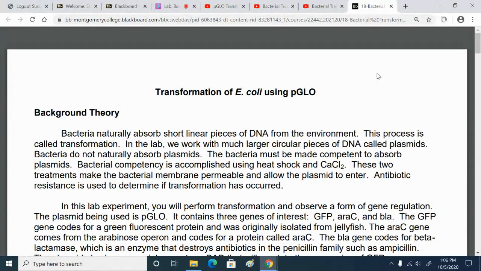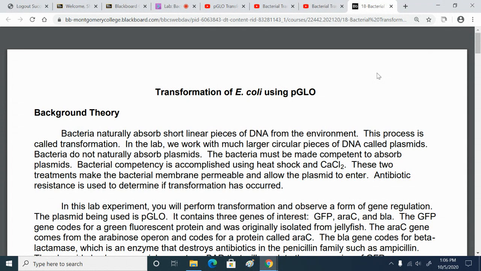The problem is the bacteria do not normally absorb plasmids from the environment. And so we have to force them to absorb them. So we have to make the bacteria competent to absorb the plasmid. And the way we do that is by using heat shock and calcium chloride. And these two treatments make the membrane permeable to allow the plasmid to enter.